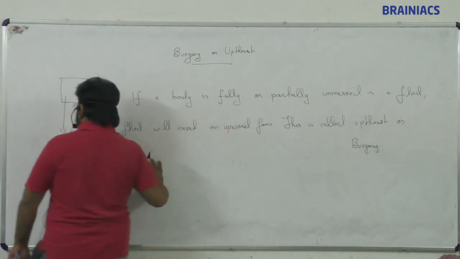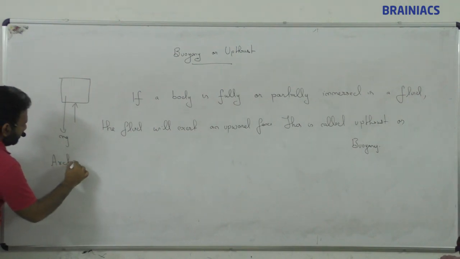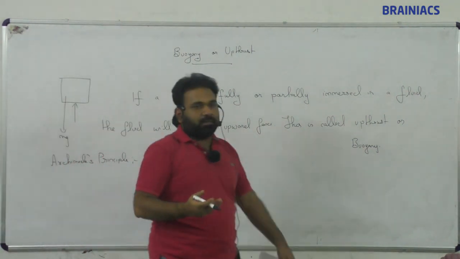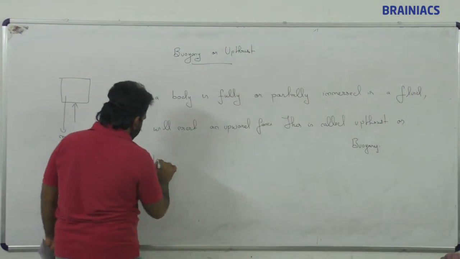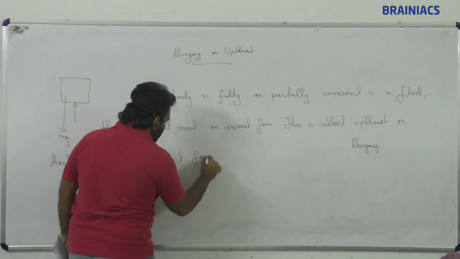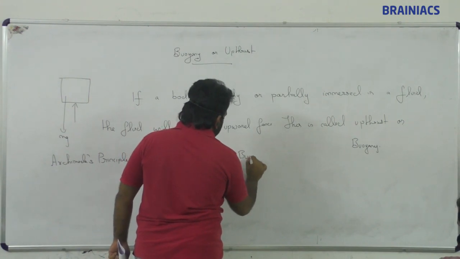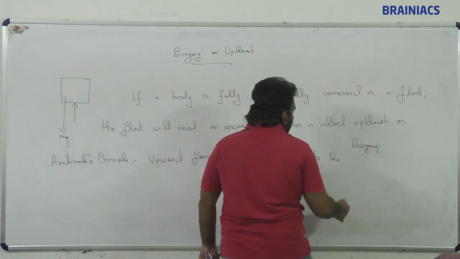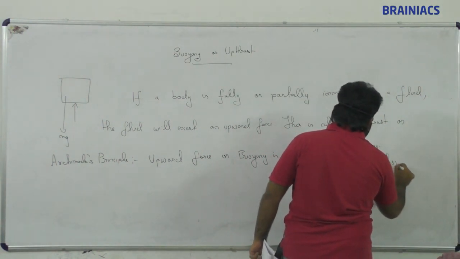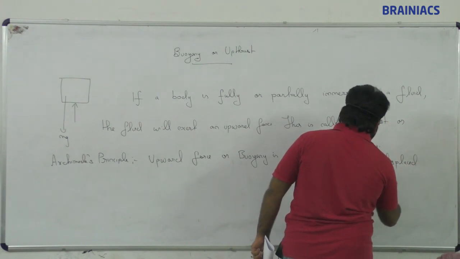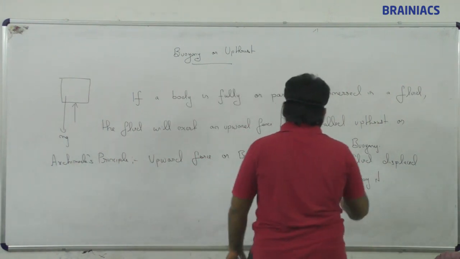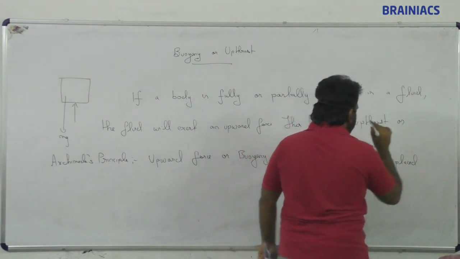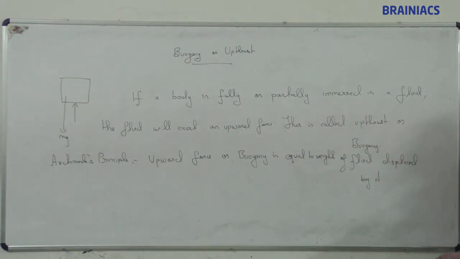So along with this we can see Archimedes principle. Archimedes says that this upward force, or buoyancy, is equal to the weight of the fluid displaced by it. Correctly saying, equal to the weight of fluid displaced by it. So that will be the upthrust or buoyancy.